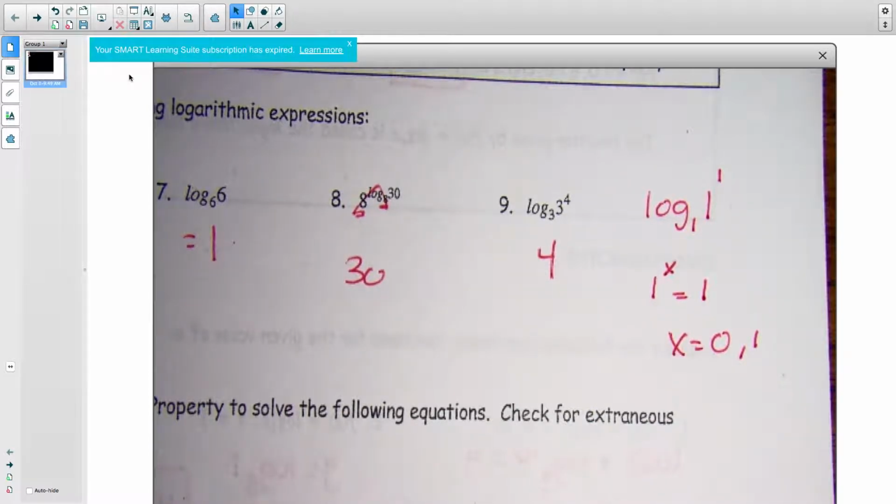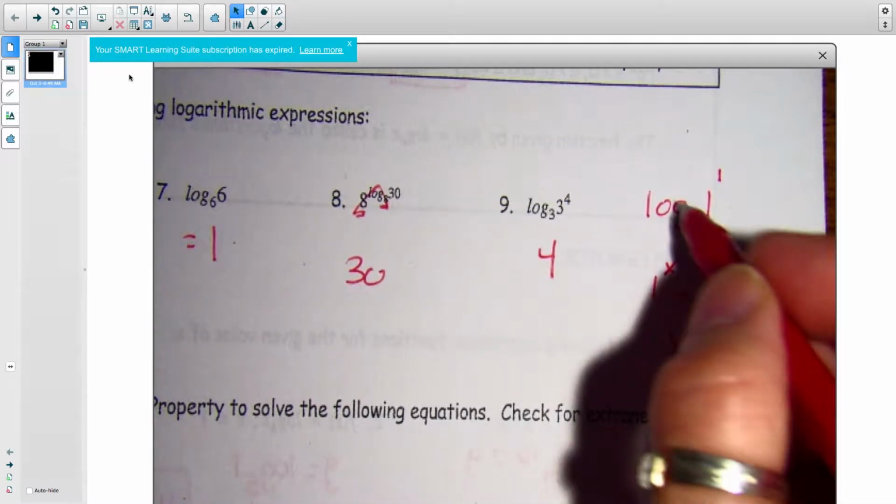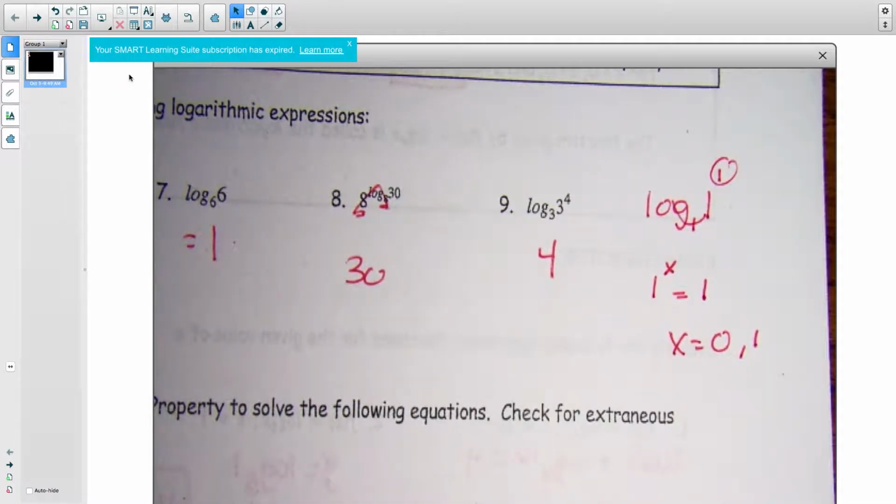Didn't you say they could cancel out? They do, and it gives you the exponent. That's a good question. Save that question for tomorrow, and we'll ask Linda tomorrow, and we'll look it up also. Log base 1 of 1: is it 1, or is it 0, or is it both? Never been asked that question. Good job, Charlie.